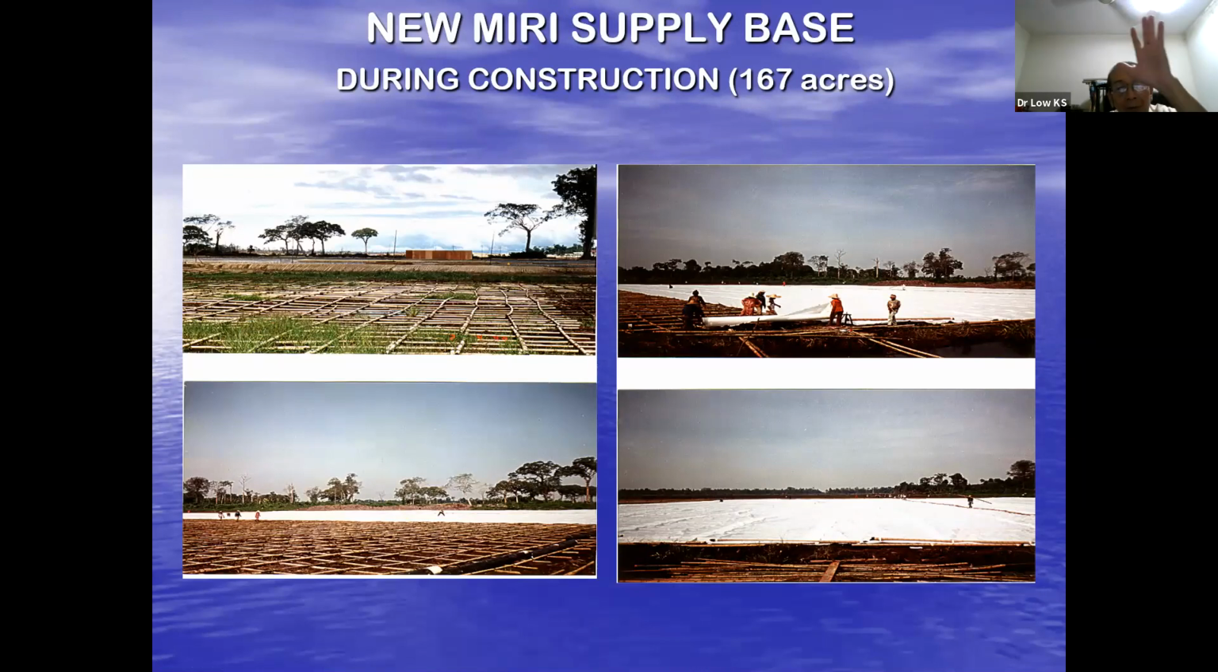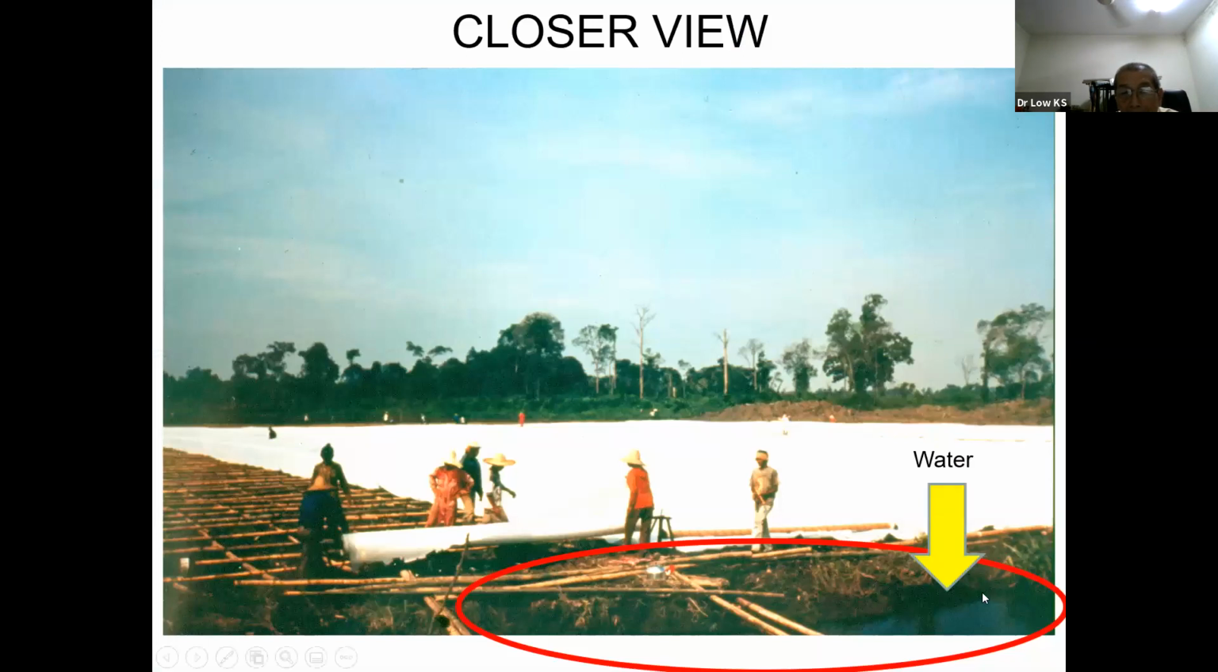We almost use up all the bamboo in Sarawak at the time, right? And then you see the beauty, even when we come over a local water pond, we ignore it. We just lay the bamboo over. We don't even backfill and close up this one. We just allow the crossing. And until today, nothing happened, right?